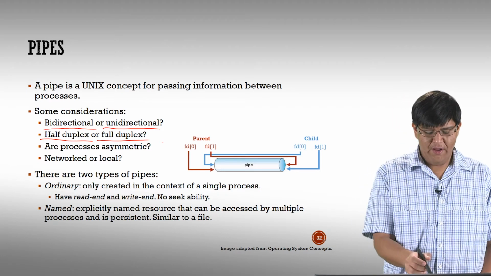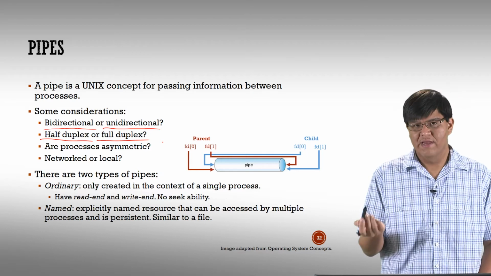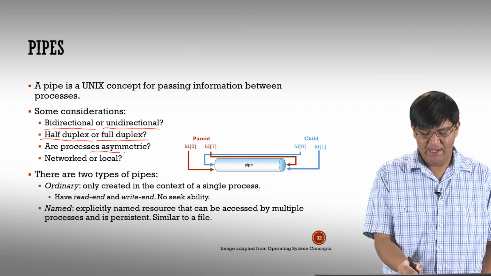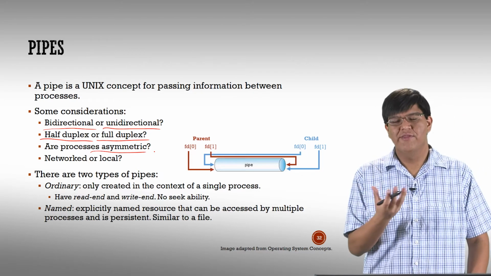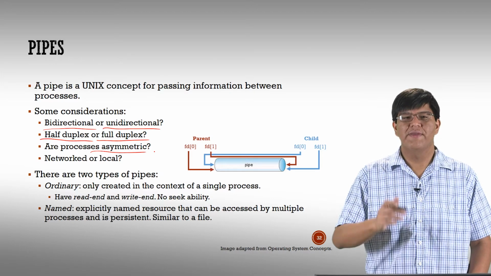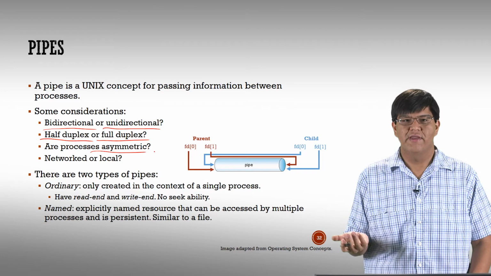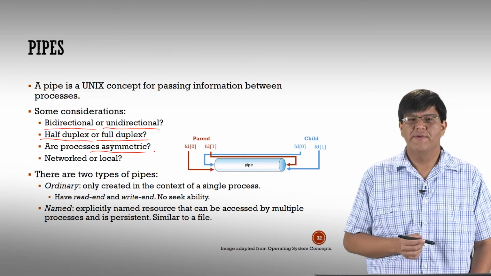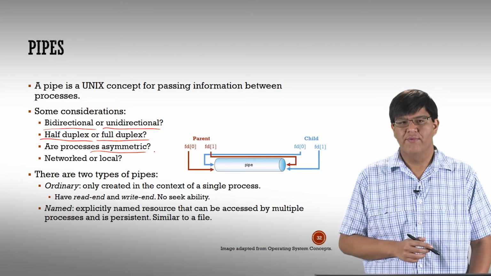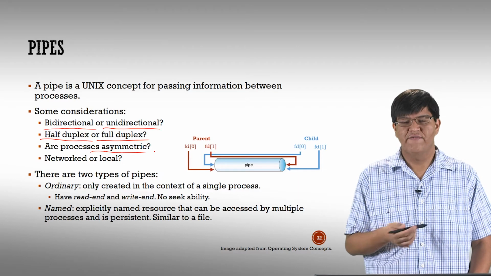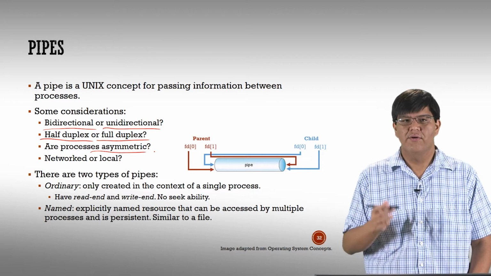Both of those play into the next thought. Our processes may be asymmetric, based on how these processes relate. Is it appropriate to be unidirectional or bidirectional? That depends on what the processes are intended to do. Pipes can also be either networked or local, so they can be between processes that are on different machines, at different IPs, or they can be in the same system.